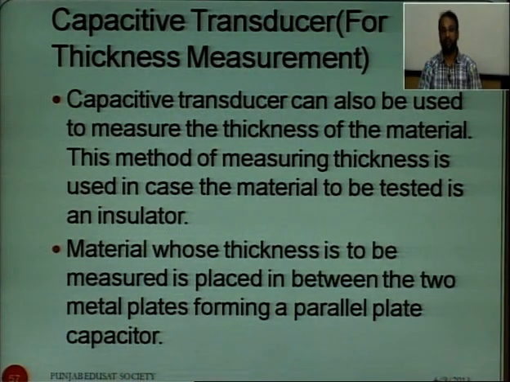There is another example of capacitive transducer for thickness measurement. Capacitive transducers can also be used to measure the thickness of the material. This method of measuring thickness is used in case the material to be tested is an insulator. So, in case of thickness measurement, the material whose thickness is to be measured must be an insulator. Material whose thickness is to be measured is placed in between two metal plates, forming a parallel plate capacitor.